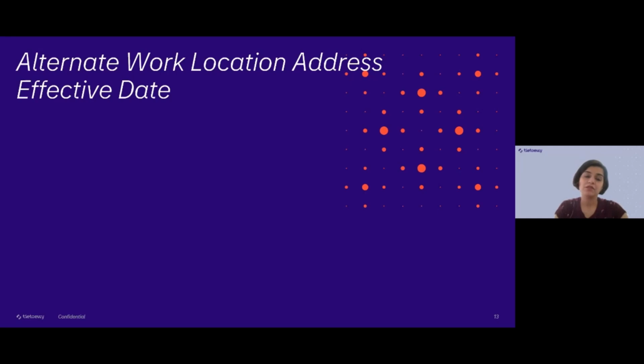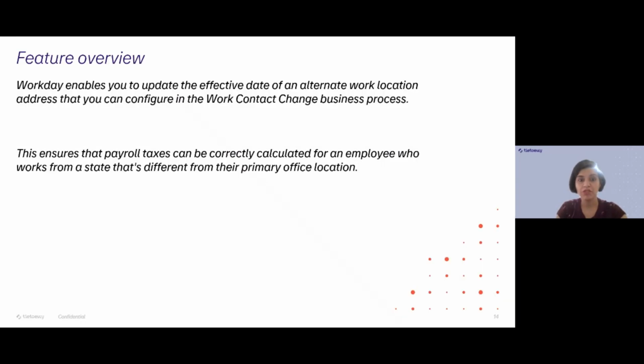The next update is about how we can effectively track the changes being done in the alternate work location address. To enable this, Workday provides us with an effective date field when we change or update the alternate work location using the work contact change business process.